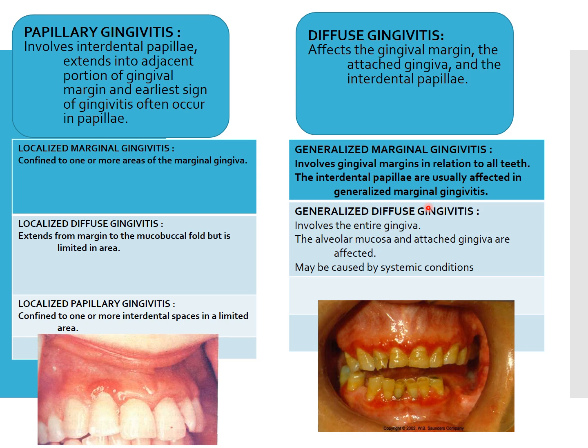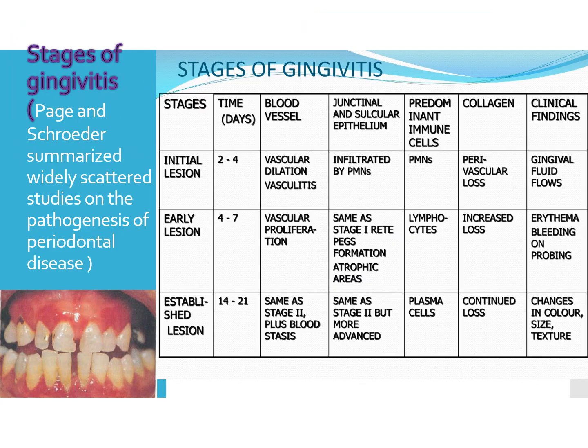In this case, the papilla will be more affected, because firstly the papilla will be affected and then it will extend to the marginal areas. Generalized diffuse means which involves the entire gingiva; alveolar mucosa and attached gingiva are affected. It may usually be caused by systemic conditions.